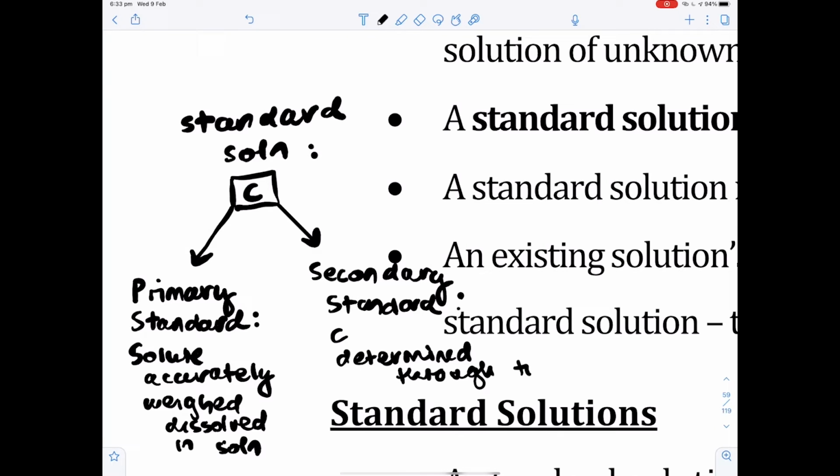Determined through titration. Now you might wonder, why can't we just get any solute, weigh it, dissolve it in water, and ta-da, we've got a concentration, right? It should be that easy. Unfortunately, in chemistry, it isn't.